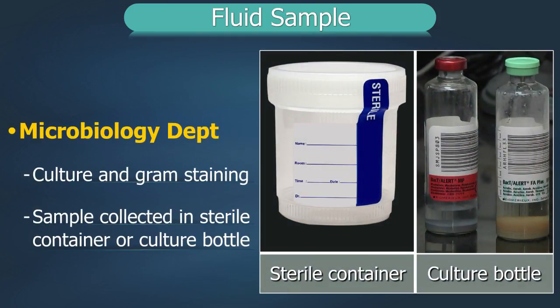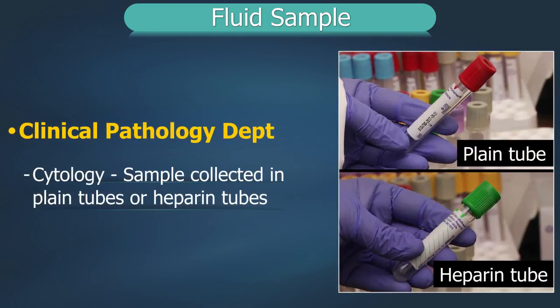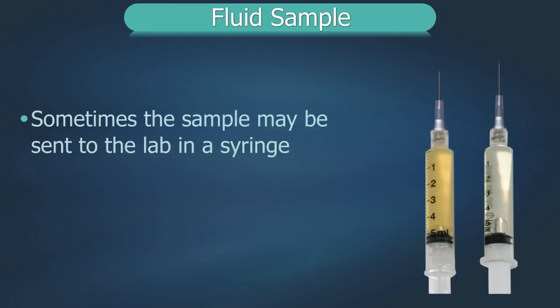Microbiology department for culture and gram staining. Sample is collected in a sterile container or culture bottle. Ideally, it should be directly inoculated at bedside into the blood culture bottle. Clinical Pathology department for cytology. The sample is collected in a plain tube or heparin tubes. Sometimes, the sample may be sent to the laboratory in a syringe.